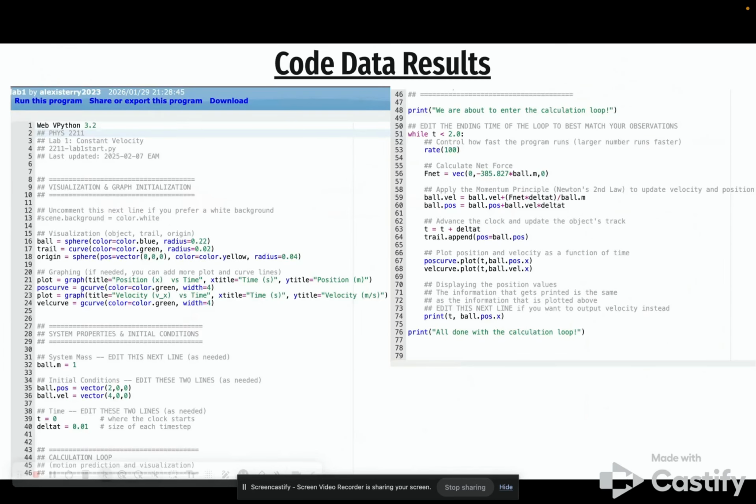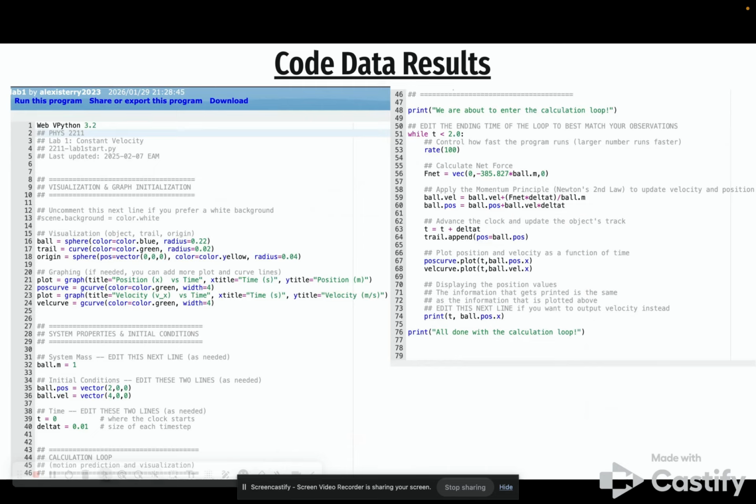So for the code, this is the computational code used to model the motion of the roll of string. In the code, we first define the system properties and initial conditions like the object's mass, radius, initial position, and initial velocity. We also set a time step, which controls how often the program updates motion calculations. The program then enters a calculation loop where it repeatedly updates velocity and position over small time intervals.